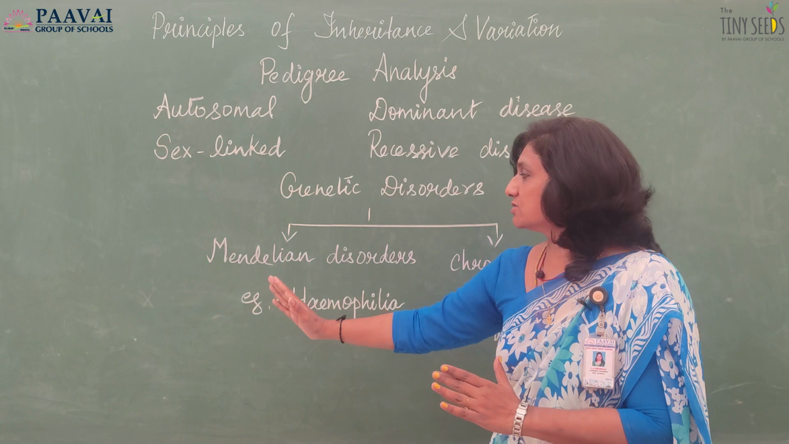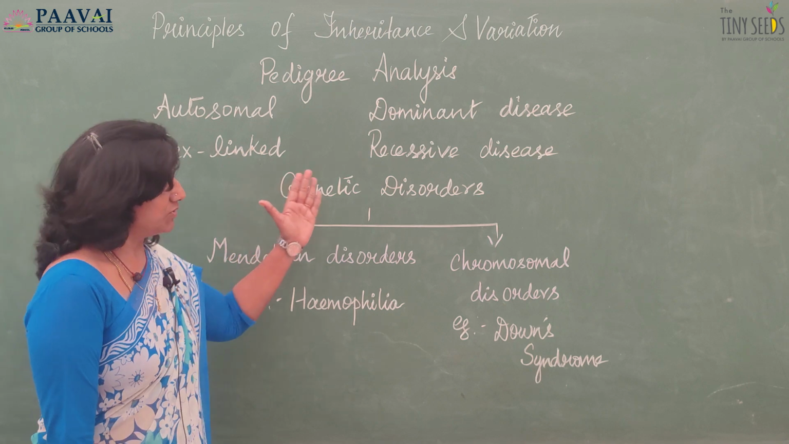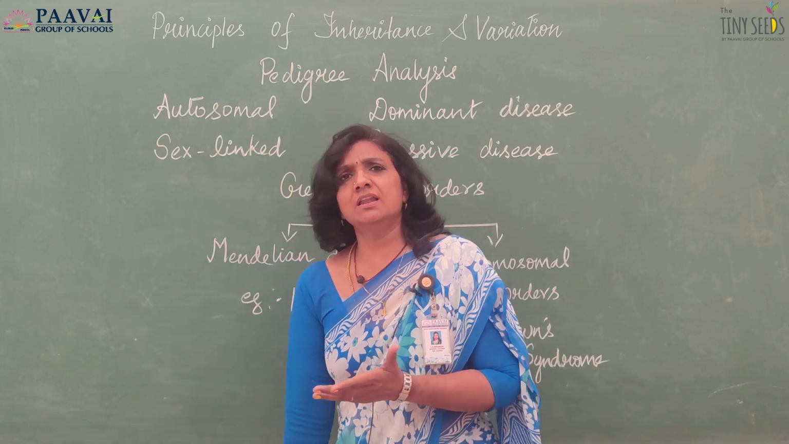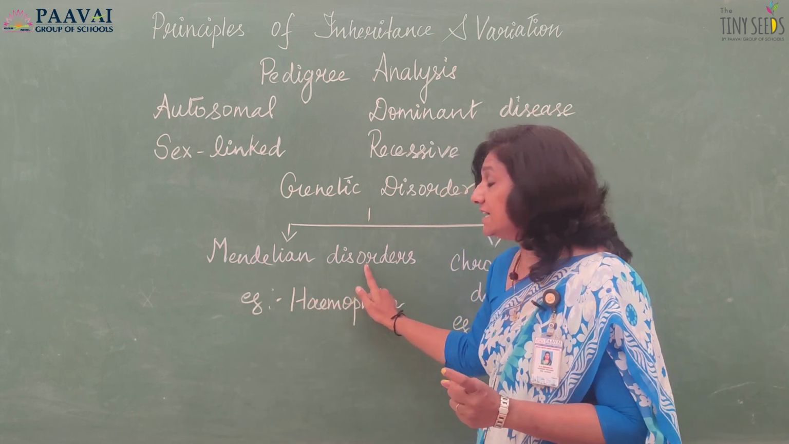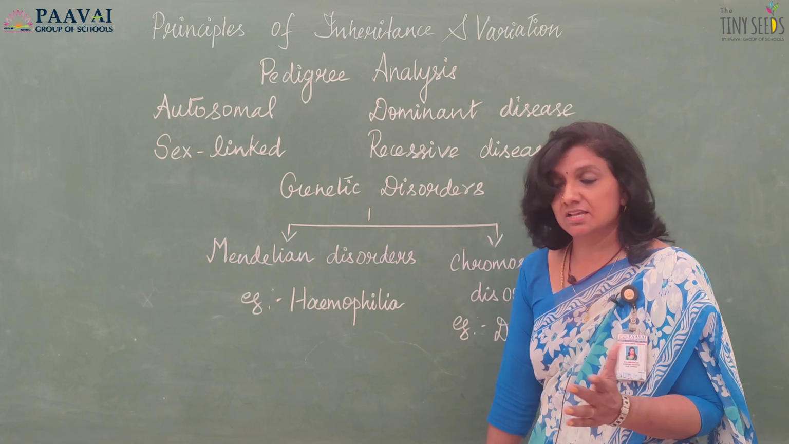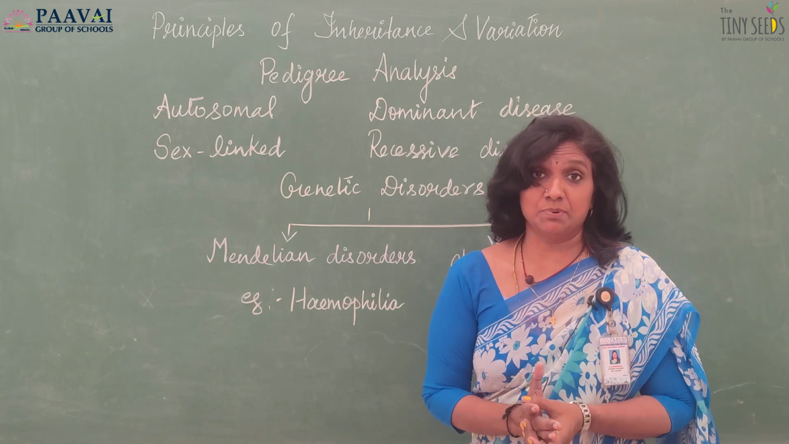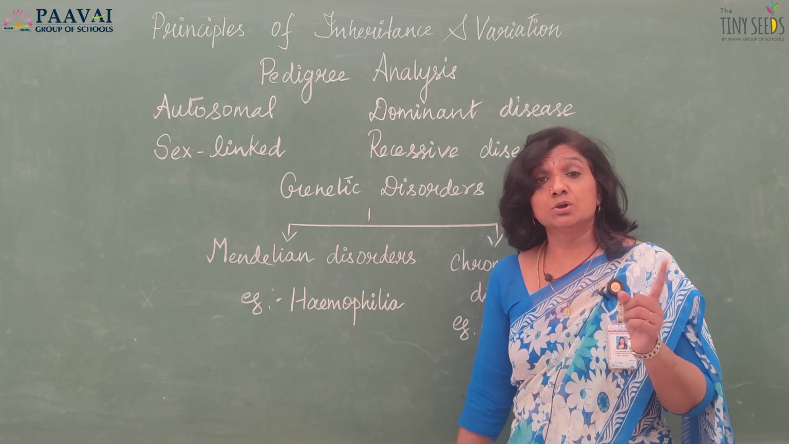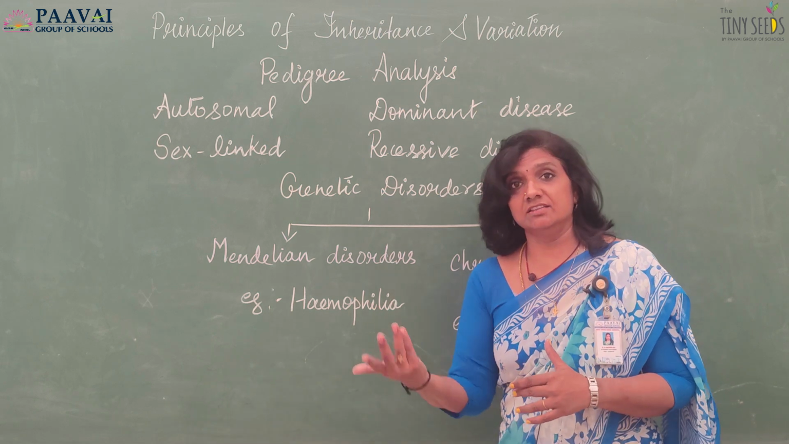Genetic disorders, there are two types. One is Mendelian disorder, another one is chromosomal disorder. What is this Mendelian disorder? Mendelian disorder means there will be a change or mutation in single gene. If single gene is affected, then we can call that one as Mendelian disorder. So many diseases are there. One best example or famous example is hemophilia. This was noticed in Queen Victoria's family. I'll teach in detail about hemophilia in the next class.